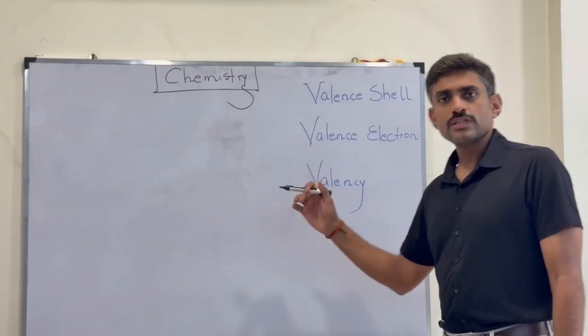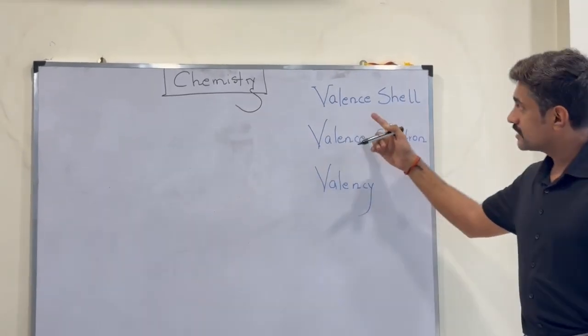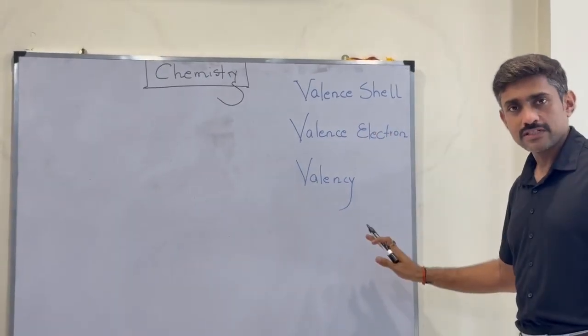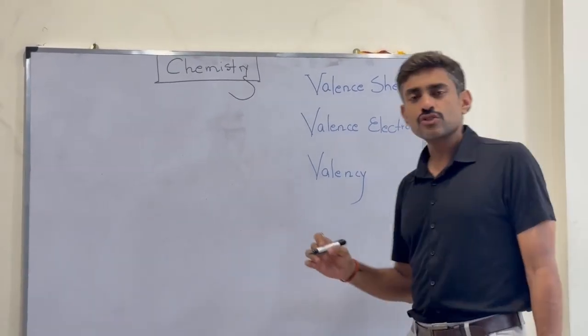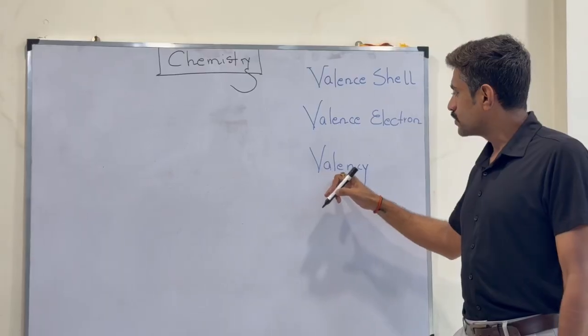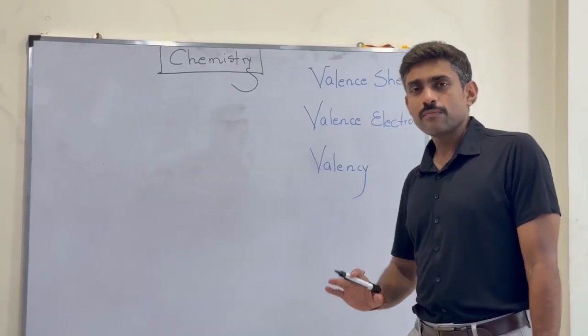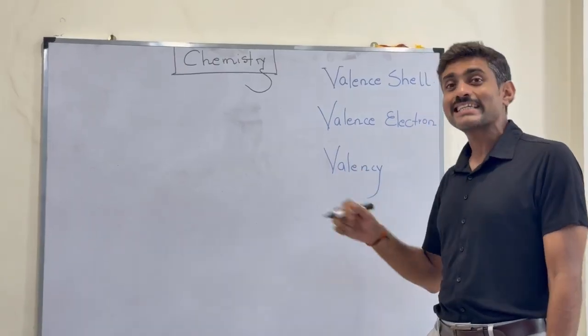Hello students, today we are going to take chemistry and the topics will be valence shell, valence electron and valency. These three topics are very simple to understand. In 7th standard you might have learned how to get the valency value of each of the elements. But today we are going to learn how valency is calculated.